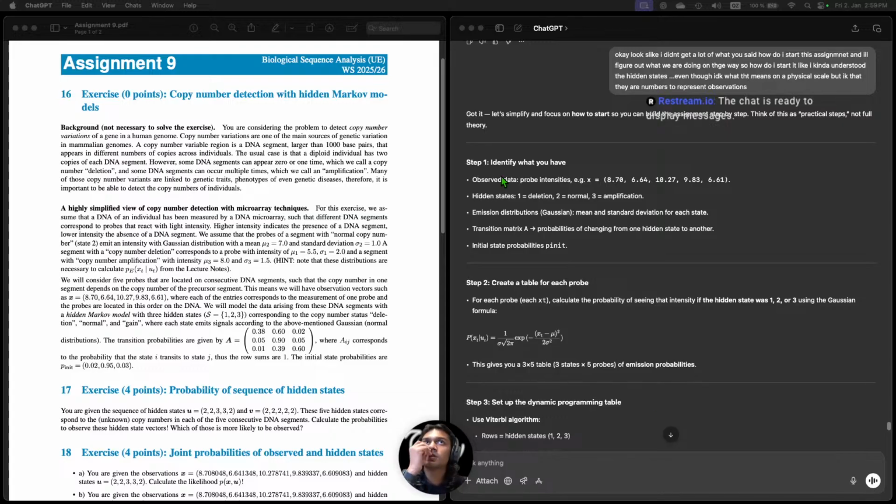Identify the observed data. Probe intensities. Example x equals 8.7. This means we have observation vectors where each of the entries corresponds to a measurement of one probe, and the probes are located in this order on the DNA. Hidden states, emission distribution, mean and standard deviation of each state. Create a table for each probe. Each xt.